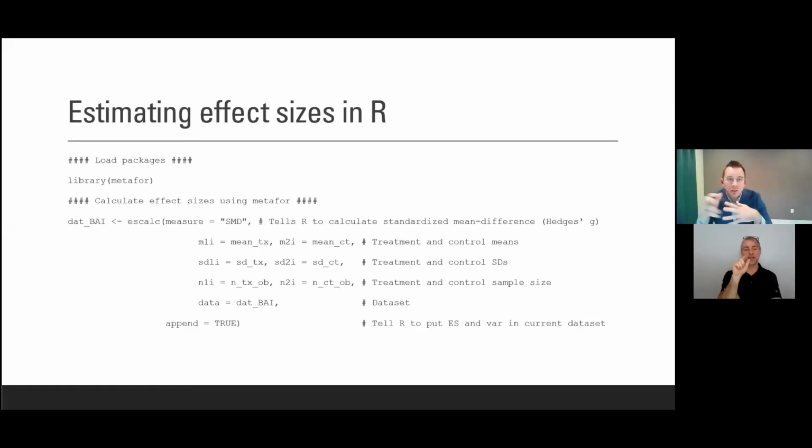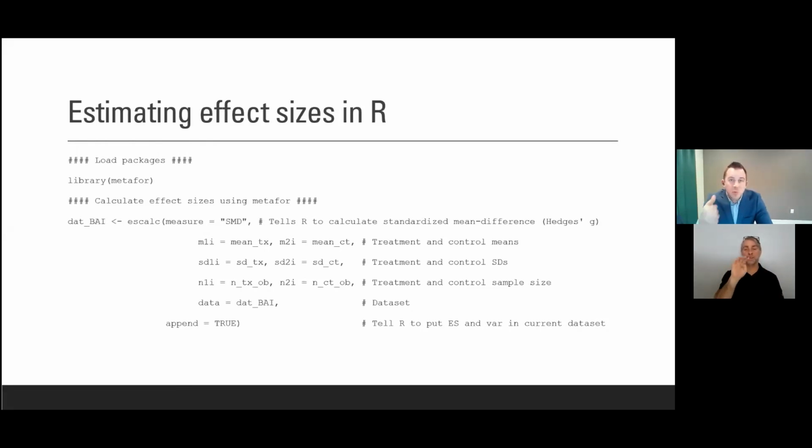So the lines starting with dat_BAI, where it says escalc, that's effect size calculation. That's the function that you use to estimate the effect size. And all we're saying here is that with this measure, you're saying what type of effect size you want to calculate. In this case, we're going to calculate the standardized mean difference, and you represent that with the SMD in the quotes. Moving down a line, you tell R where the means of the two groups are located.